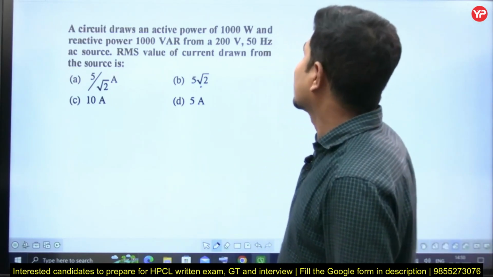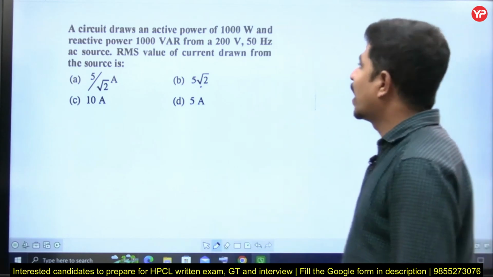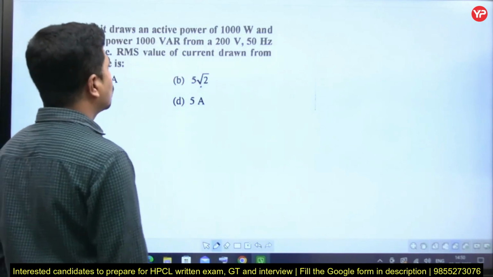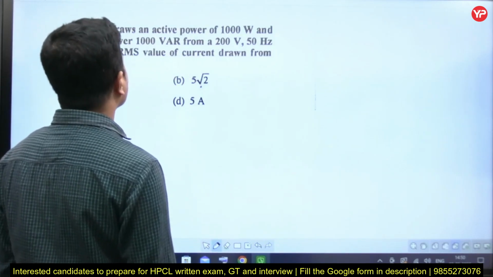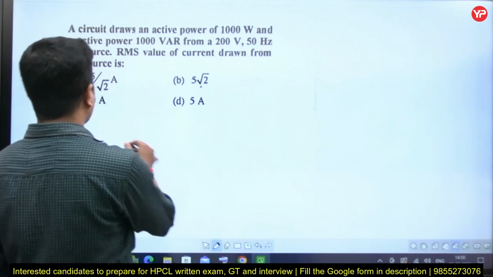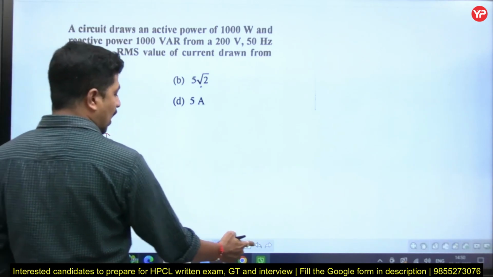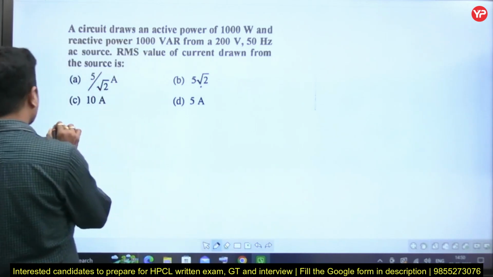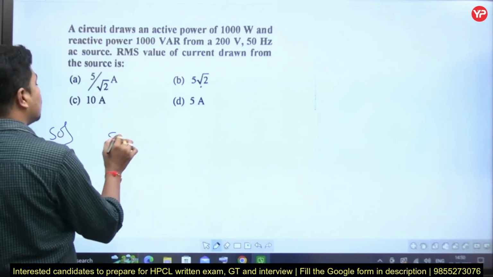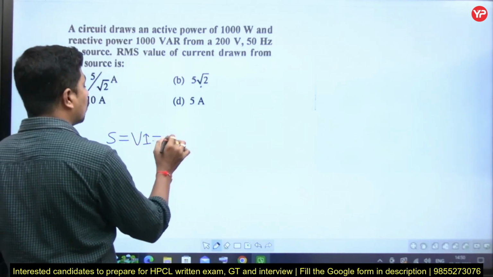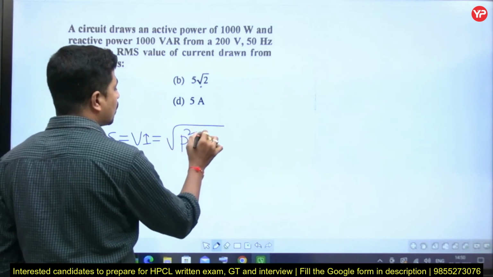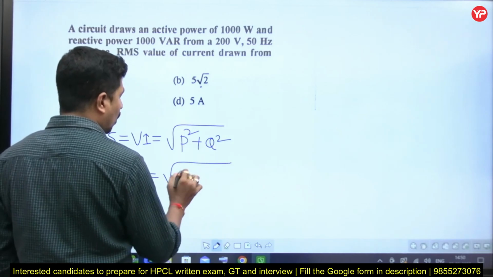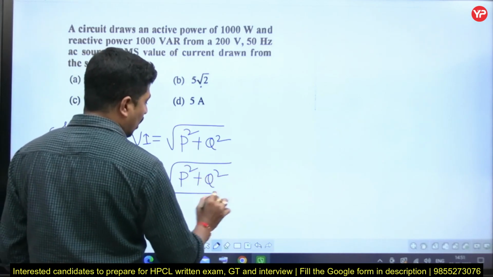Next question. A circuit draws an active power of 1000 watts and reactive power of 1000 VAR from a 200 volt, 50 hertz AC source. The RMS value of the current drawn from the source is, he is simply asking about the RMS value of current. Here are some formulas I am going to give, please look here. Apparent power S is equal to VI is equal to root of P square plus Q square. So I is equal to under root of P square plus Q square by V.